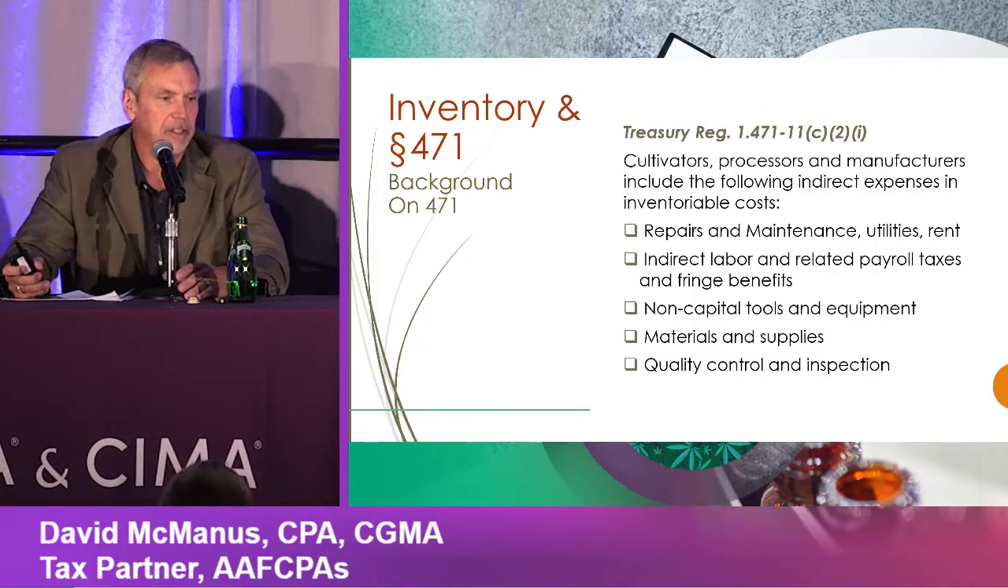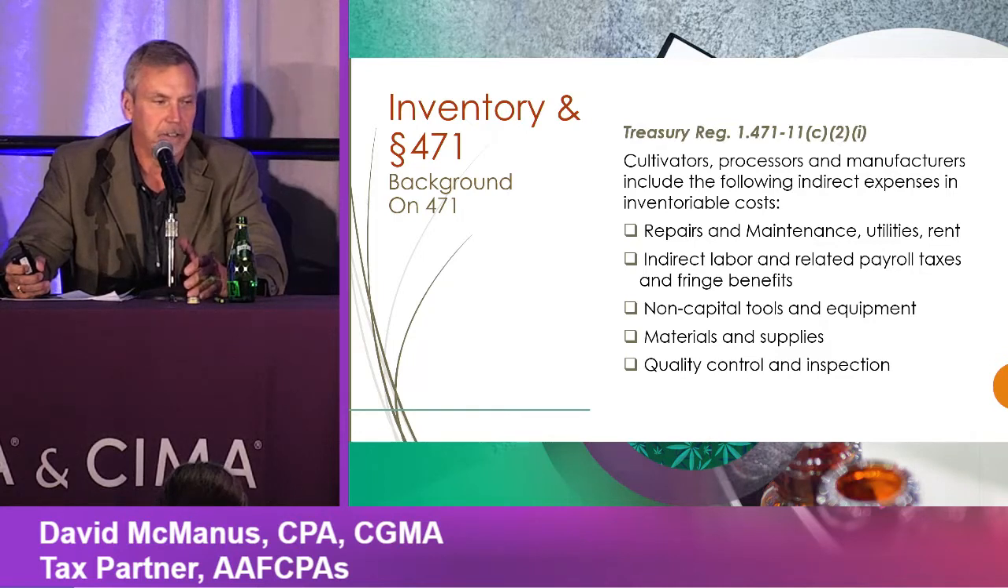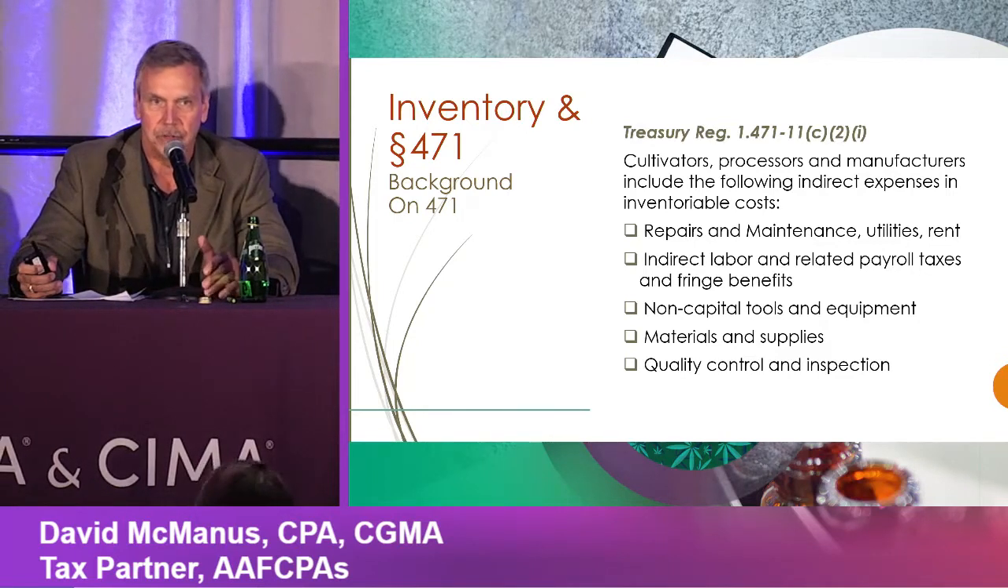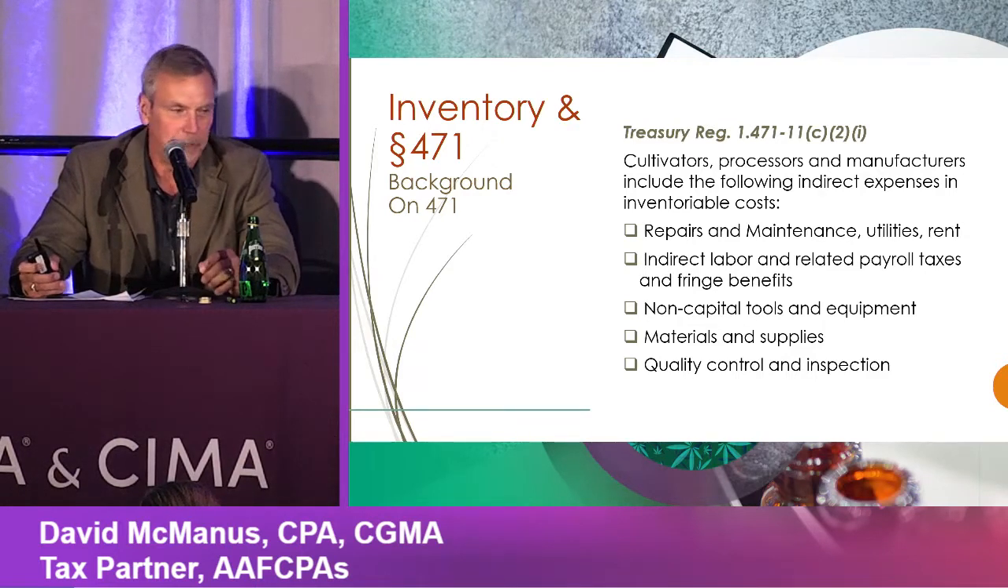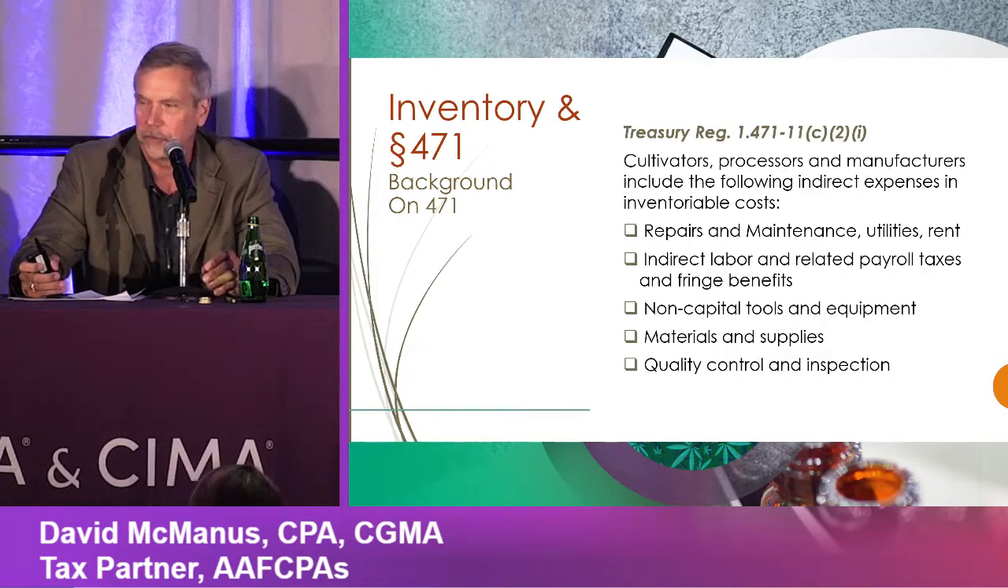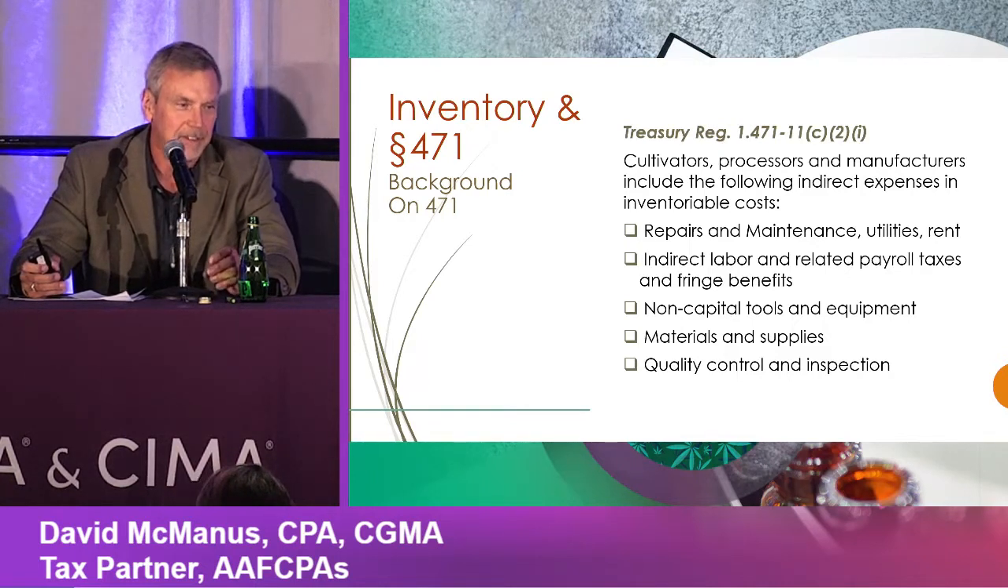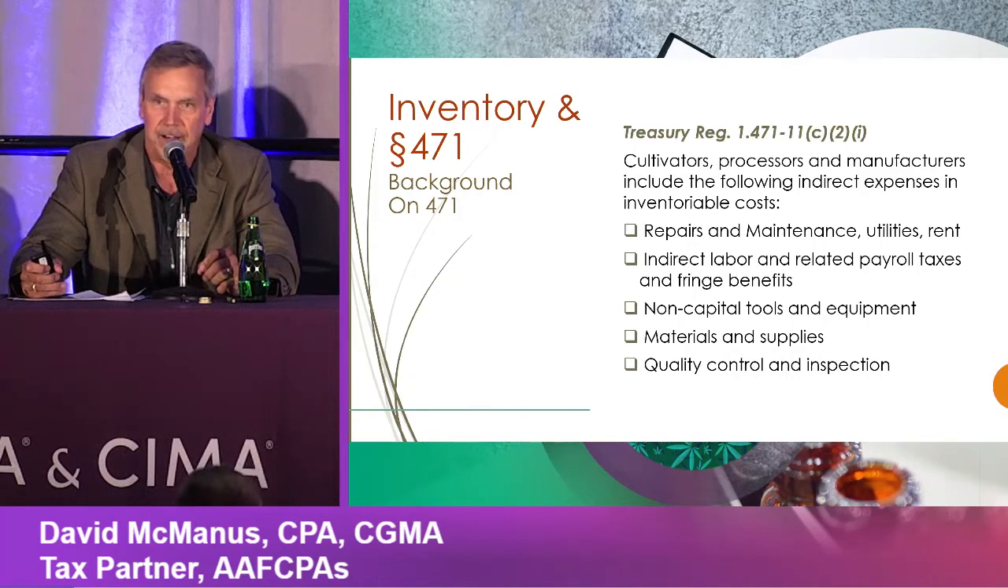So indirect costs, and that's the key area. Obviously your direct costs, your labor and your product costs, can be rolled up into cost of goods sold under 471. The key area is your indirect costs. So there's 3 sections within 471-11 that guide the indirect costs.